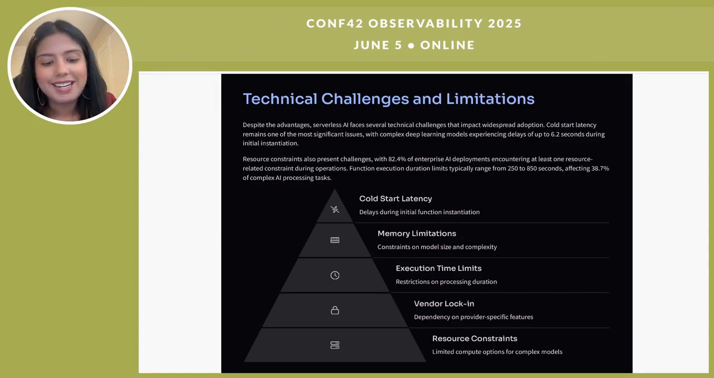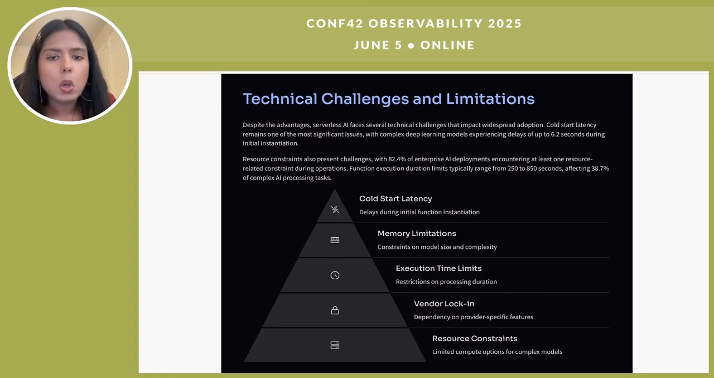Vendor lock-in. Dependency on provider-specific features and services can make it harder to migrate between the cloud vendors. Imagine you started with GCP and then you wanted to shift to Microsoft in between. Imagine the number of times and the number of hours you have to spend.